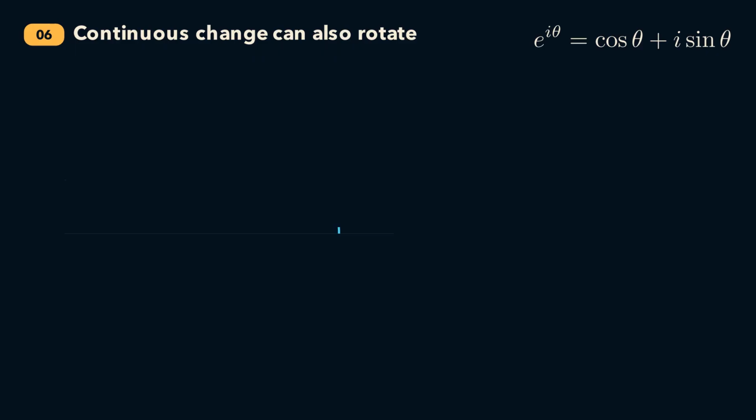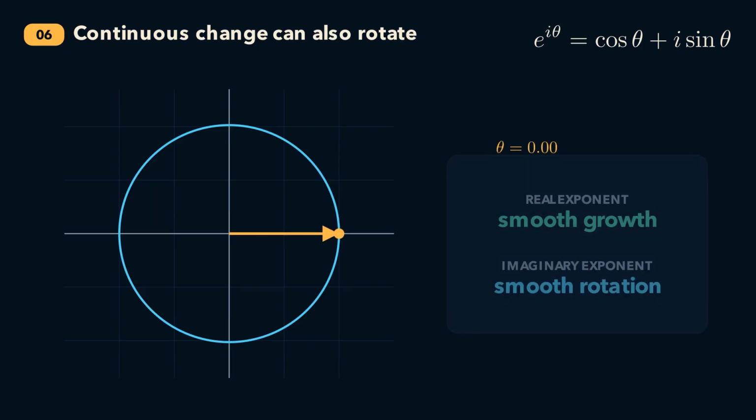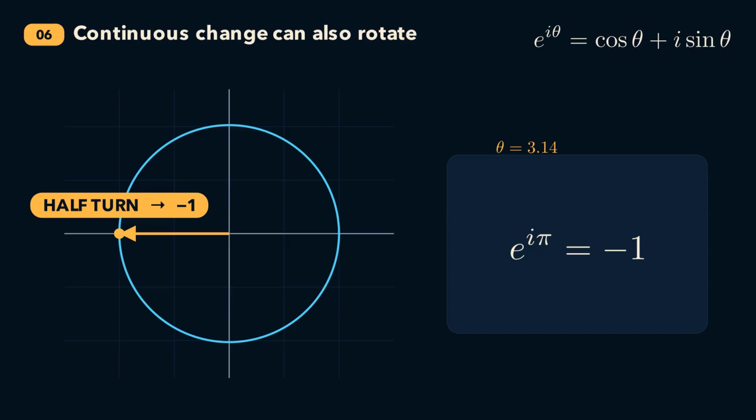There is one more surprising doorway. On the ordinary number line, e to the x describes smooth growth. On the complex plane, multiplying the exponent by the imaginary unit turns that growth into rotation. Euler's formula says e to the i theta equals cosine theta plus i sine theta. As theta increases, the point travels around the unit circle. Put in pi, which means half a turn, and the point lands at -1. So e to the i pi equals -1, or e to the i pi plus 1 equals 0.